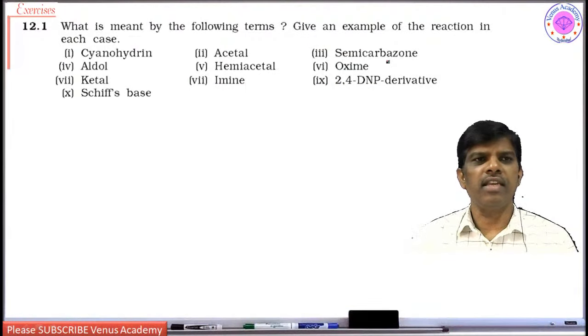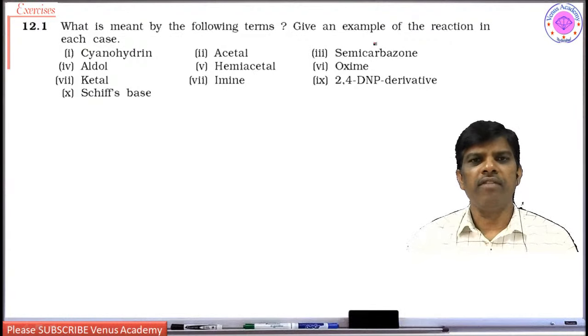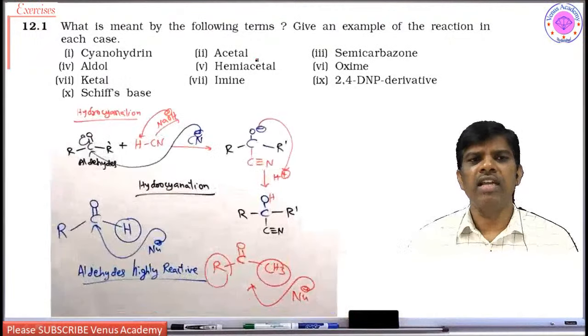Yes students, let us see questions. What is meant by the following terms? Give an example of the reaction in each case. They have given cyanohydrin, acetal, semicarbazone, aldol, hemiacetal, oxime, ketol, imine, 2,4-DNP derivative, Schiff bases. All these terminology is related to aldehydes and ketones. What is cyanohydrin? Addition of hydrogen cyanide to aldehydes is known as hydrocyanation.